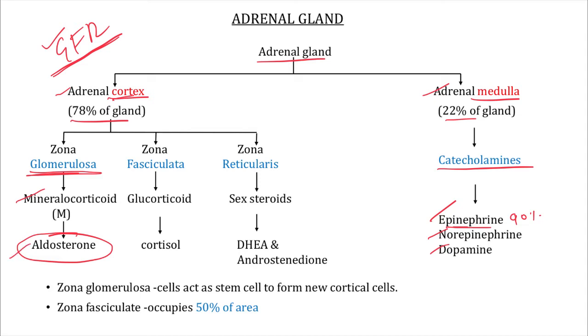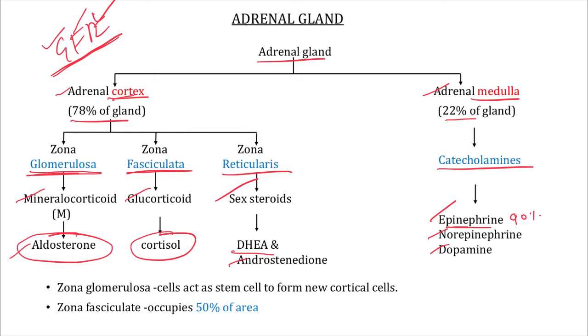Now see, the second layer is F, zona fasciculata. This is the source of one glucocorticoid known as cortisol. Now sir, the last is R, zona reticularis. This is the source of sex steroids known as DHEA, dihydroepiandrosterone, also androstenedione. So adrenal cortex has three layers.